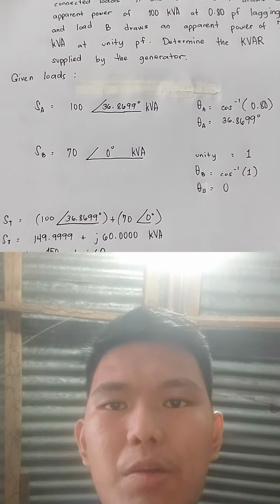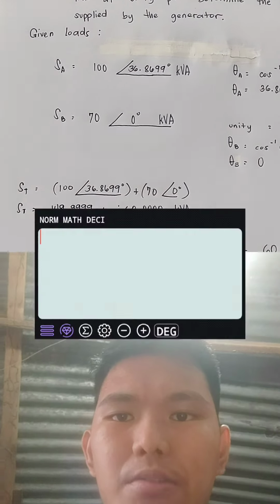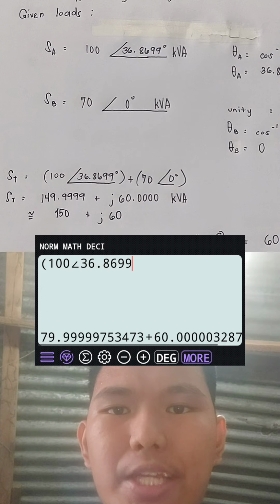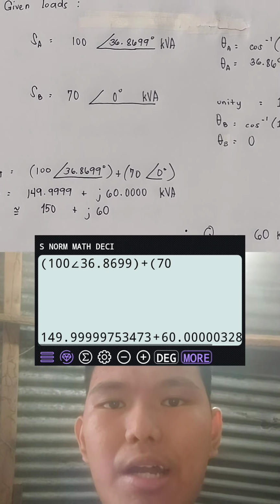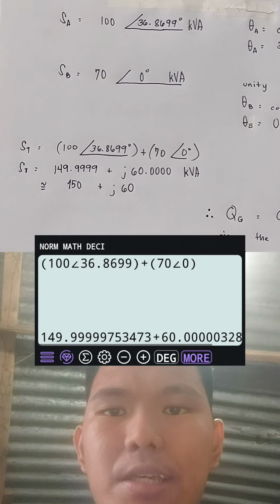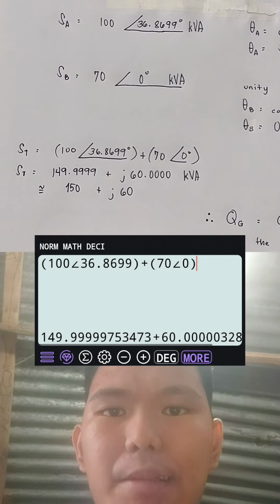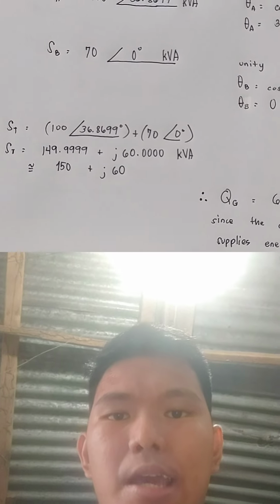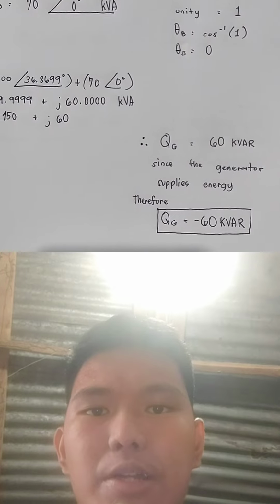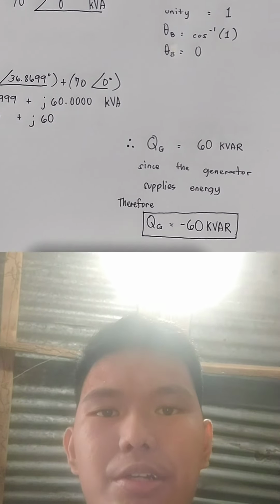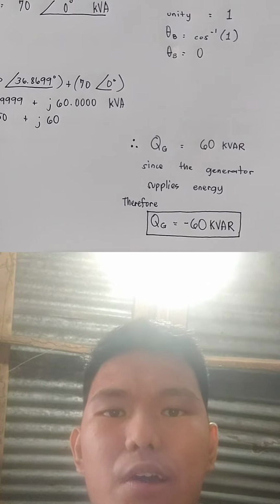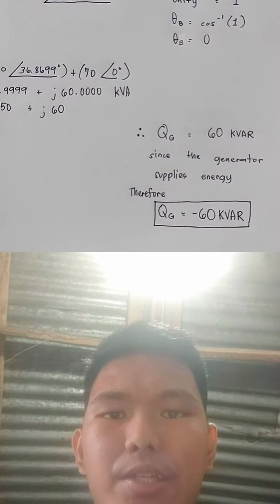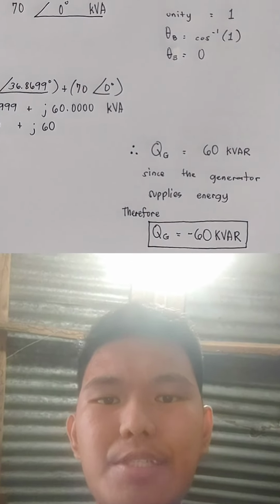To get the kVAR, we will sum up the two given loads. The total complex power is equal to 100 angle 36.8699 plus 70 angle 0. The rectangular form is equal to 149.999 plus j60 kVA, or 150 plus j60 kVA. The value of our Q in this generator is equal to 60 kVAR. Since the generator supplies energy, therefore, our Q for the generator is equal to negative 60 kVAR.